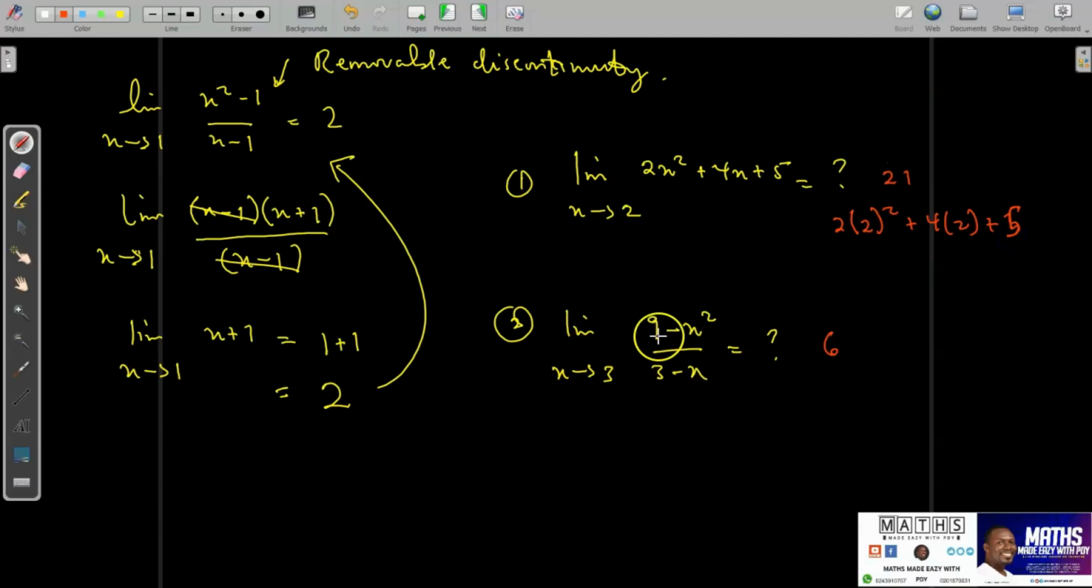When it comes to this kind of function, we have 9 minus x squared all over 3 minus x.